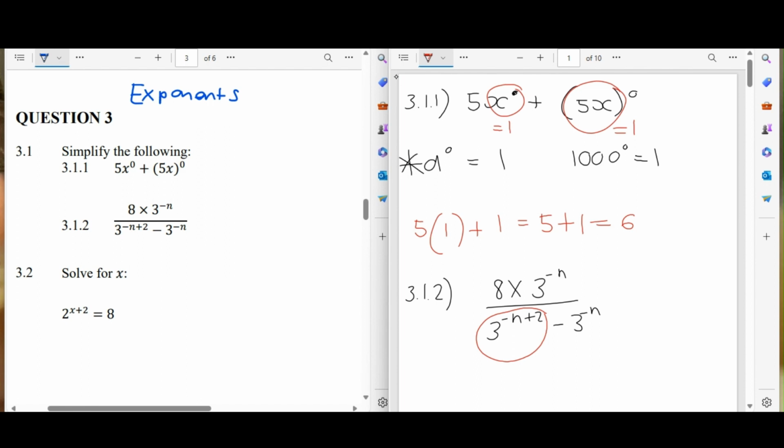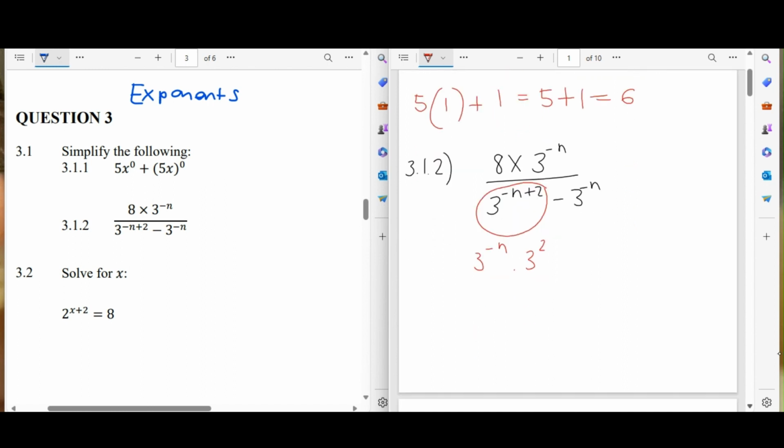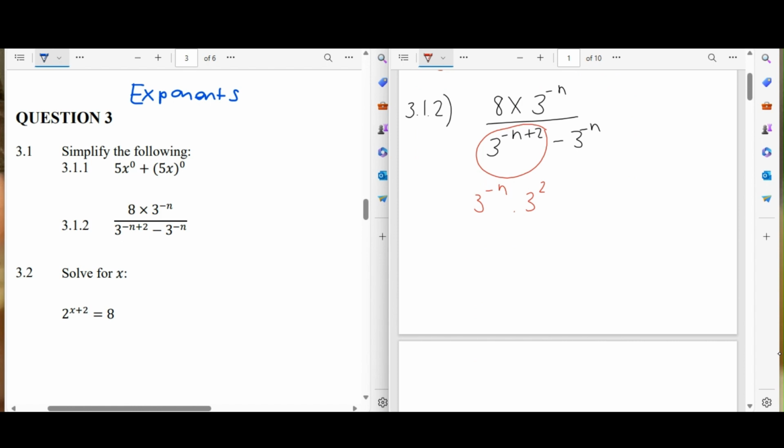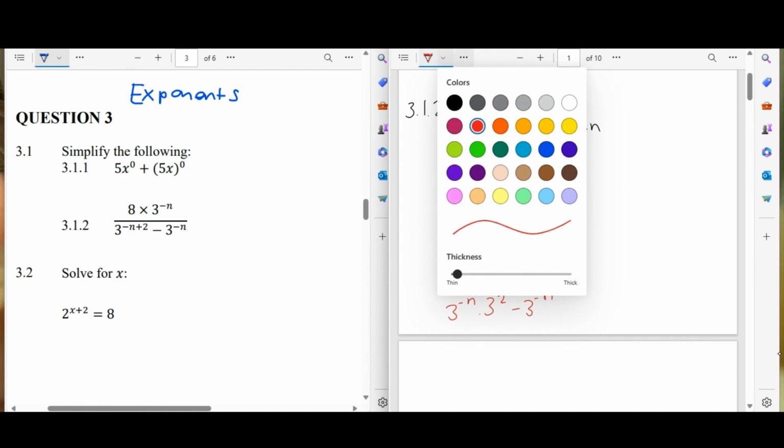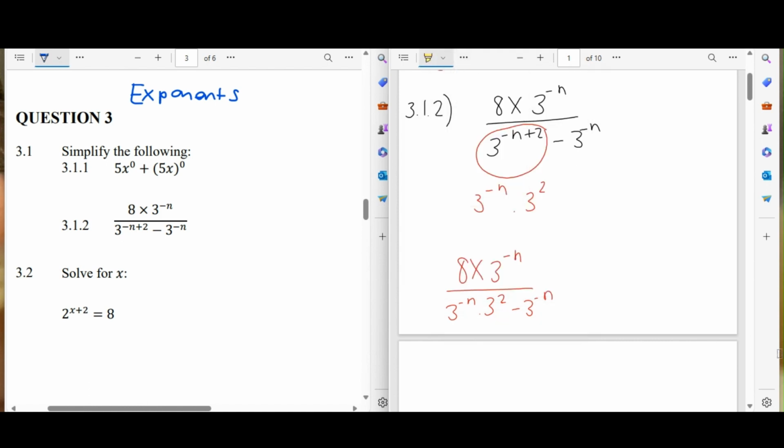Instead of having them as one term, we could write this as 3 to the negative n times 3 to the 2. That is also one of the laws. If it is together like that, you can separate it. If we rewrite this whole fraction, we have 8 times 3 to the negative n over 3 to the negative n times 3 to the 2 minus 3 to the negative n. The reason we've done that is we can then, at the bottom, take out this 3 to the negative n as a common factor.